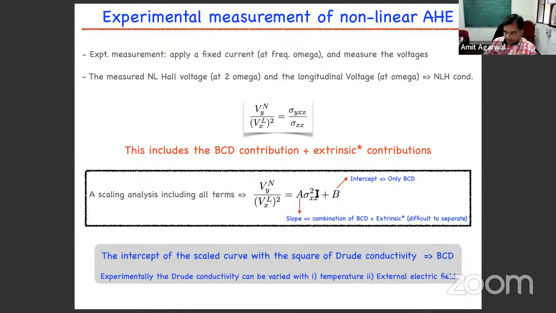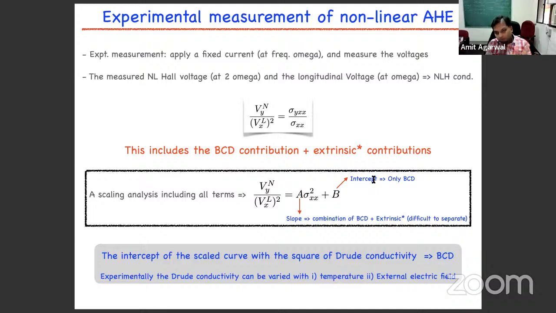And the main output of all of this analysis is that the intercept for this curve is only dependent on the BCD. So if I measure the intercept, then I can extract the BCD signal, and the slope of this curve is still a combination of BCD plus all of these extrinsic effects, etc., which are difficult to separate. So we will not worry about the slope that much. We will just focus on the intercept actually. So the intercept of the scaled curve with the square of the Drude conductivity will give rise to BCD. So that's the major idea.